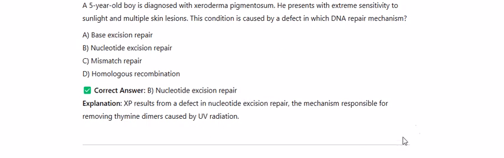A. Base excision repair. B. Nucleotide excision repair. C. Mismatch repair. D. Homologous recombination. Correct answer B. Nucleotide excision repair. Explanation. XP results from a defect in nucleotide excision repair, the mechanism responsible for removing thymine dimers caused by UV radiation.